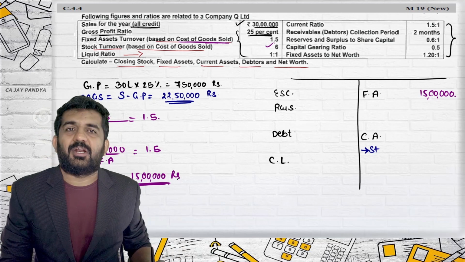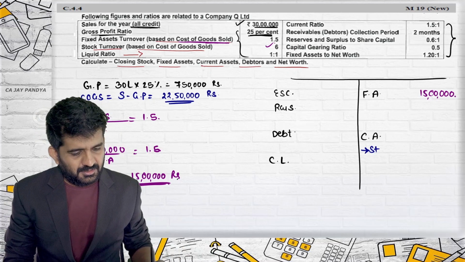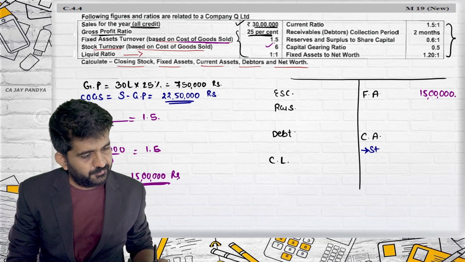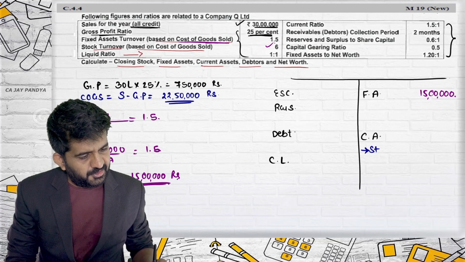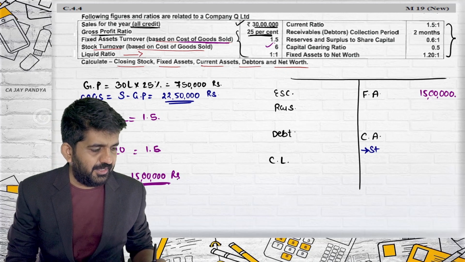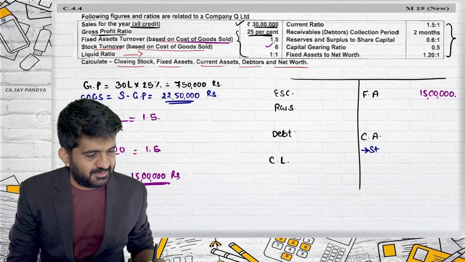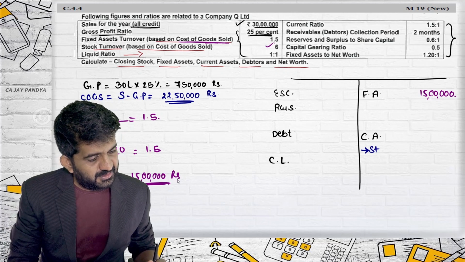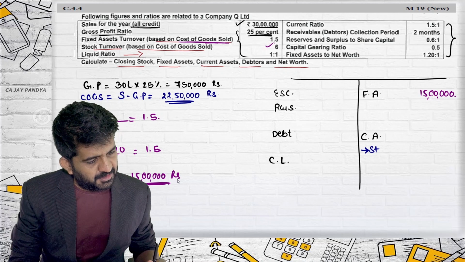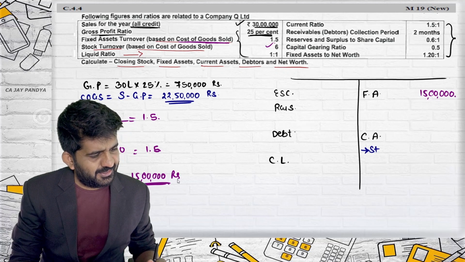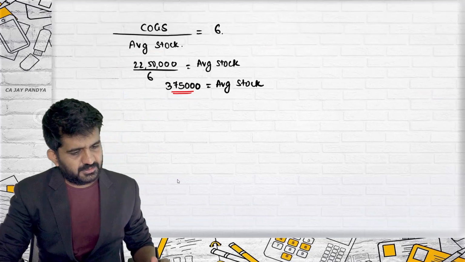Liquid ratio right now cannot be used because for that you require closing stock. Current ratio is 1.5 is to 1, but right now you have neither current asset nor current liability. Receivable collection period is 2 months. So I think you can get debtors from it. Yes.